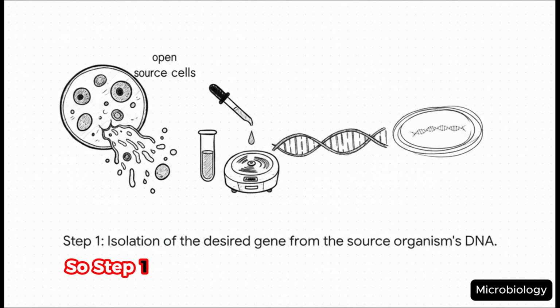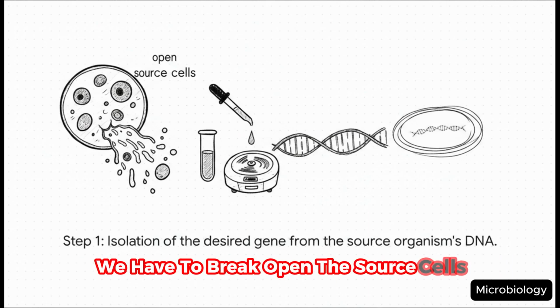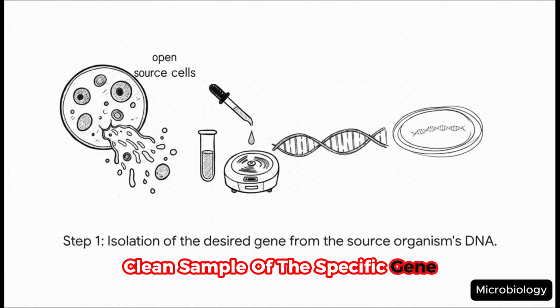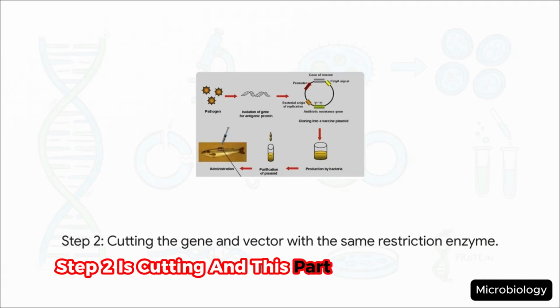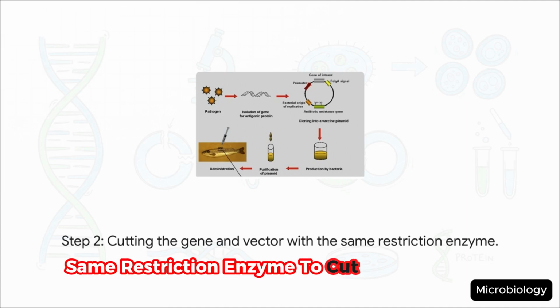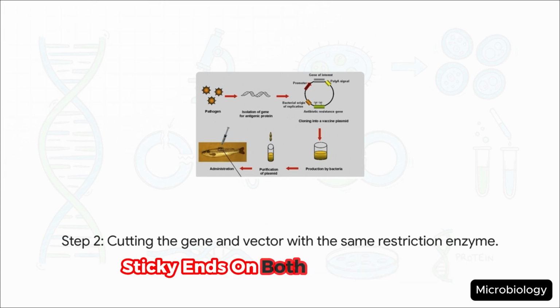So, step 1 is isolation. It's pretty straightforward. We have to break open the source cells and purify the DNA to get a nice clean sample of the specific gene we're actually interested in. Step 2 is cutting, and this part is super important. We use the exact same restriction enzyme to cut both our gene and the plasmid vector. Why? Because doing this creates compatible sticky ends on both pieces of DNA, which allows them to fit together perfectly like puzzle pieces.